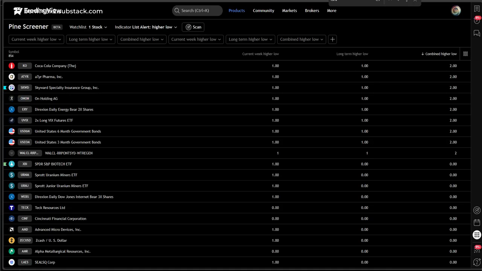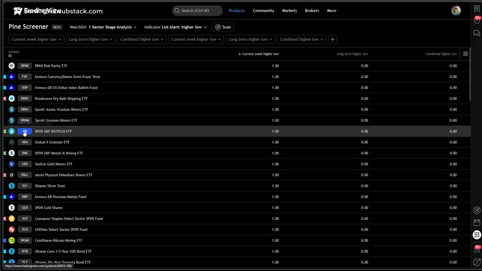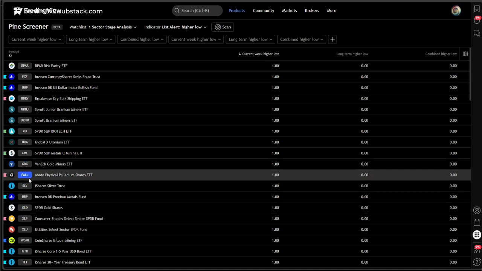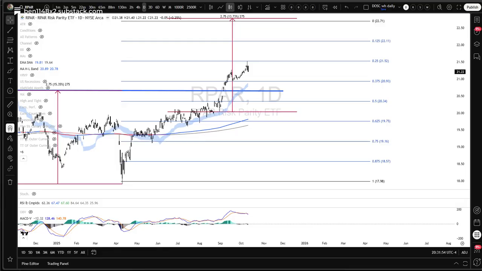But the ETFs that stood out as making a higher low, to me, are the biotechs, probably the most. I'm trying to think if there was another one that stood out. That's probably the one that's most interesting to me, as well as palladium, which is a good industrial metal, has seen a lot of strong movement. So let's take a look at each of those.